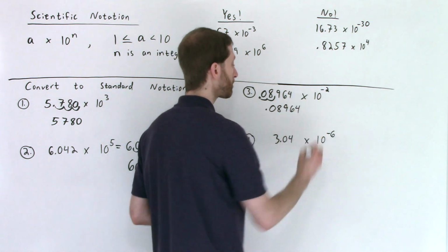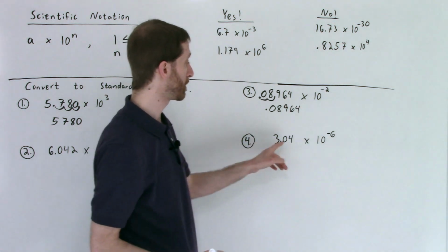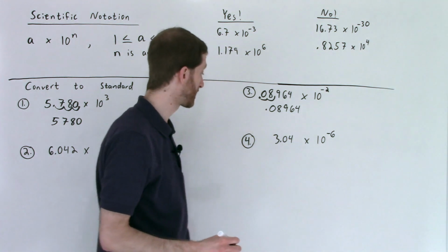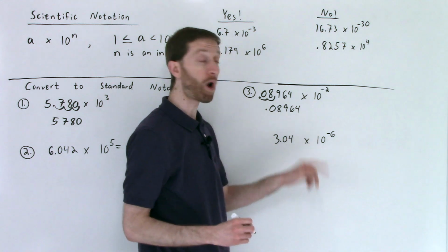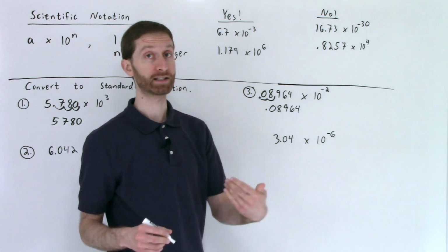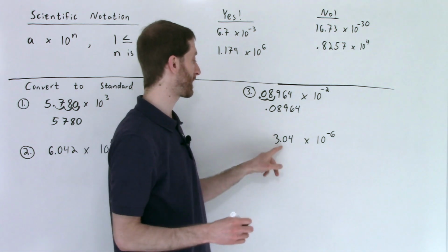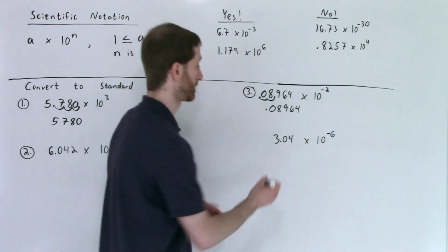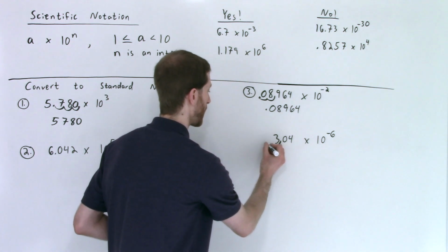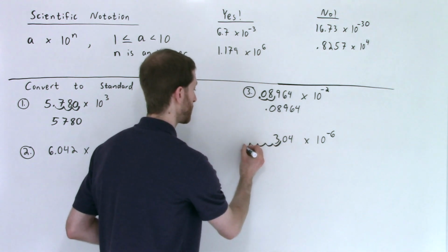0.08964. Last but certainly not least, we have 3.04 times 10 to the negative 6th. I'm going to erase that 4, so we've got some room here. Well, that is 1 over 10 to the 6th, or 1 over 1 million, so we can expect this to get smaller by a factor of 6 decimal places. So we move it over once, twice, 3 times, 4 times, 5 times, 6 times.